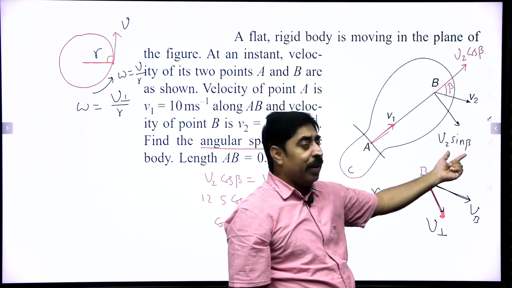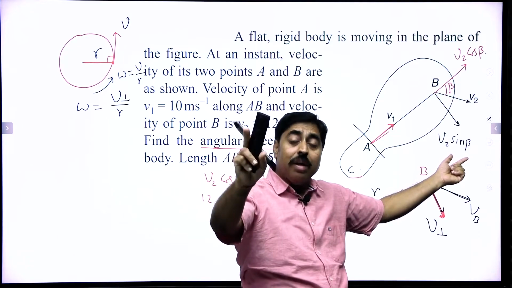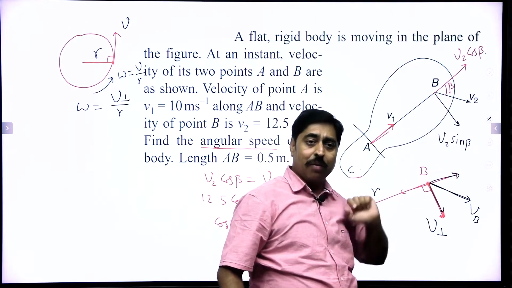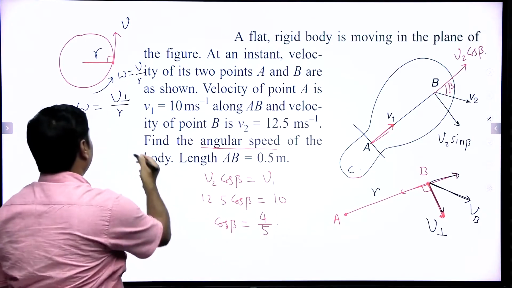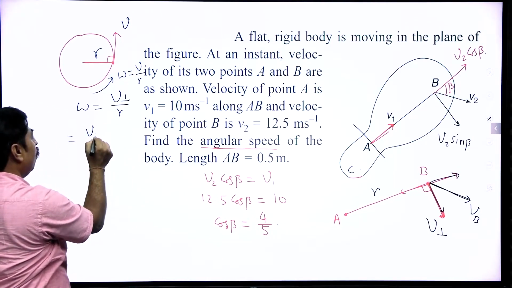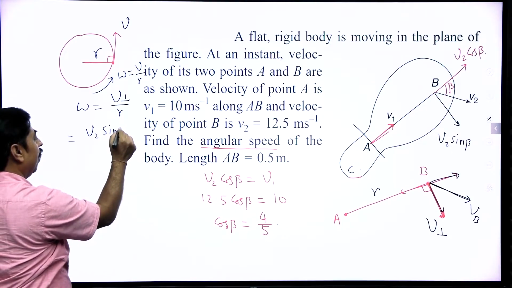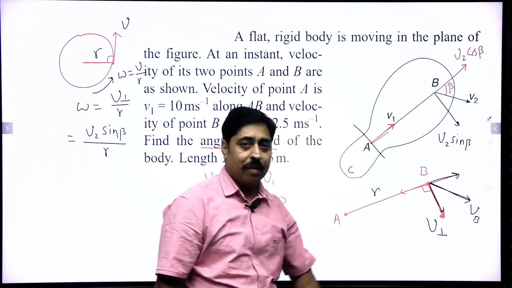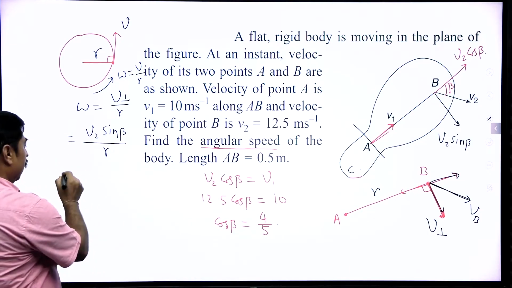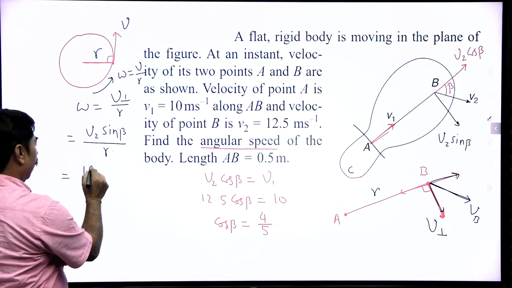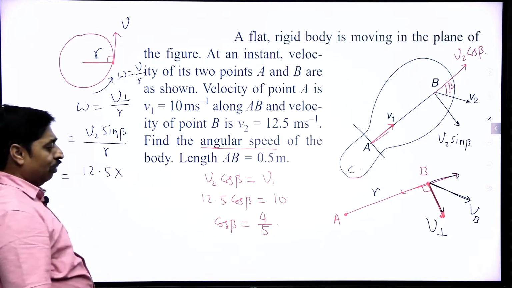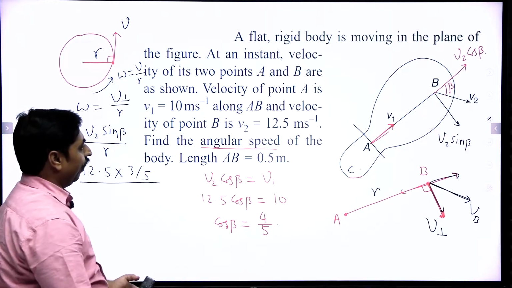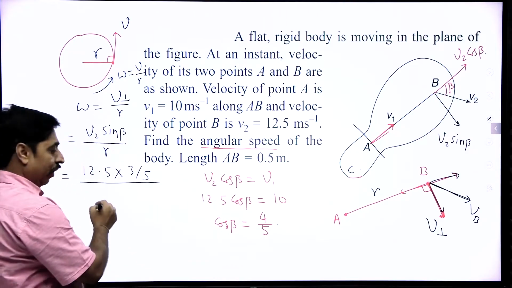So this V2 sin beta is the velocity of B relative to A in the direction that is perpendicular to AB. So my angular speed will be V2 sin beta by R. What is R? Distance AB. Now you can work this out because you know V2. V2 is given to be 12.5. Sin beta is known. Cos beta is 4 by 5, so sin beta is 3 by 5. R is the separation between A and B, that is also given as 0.5.